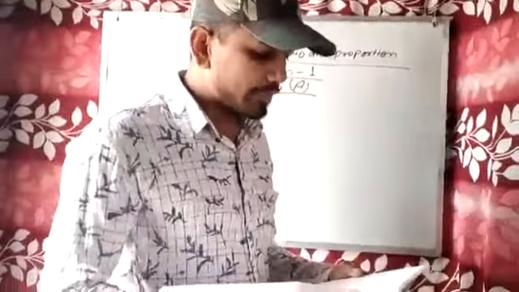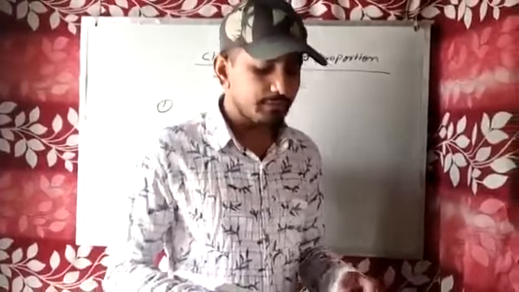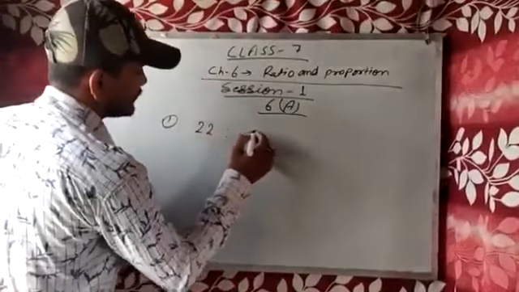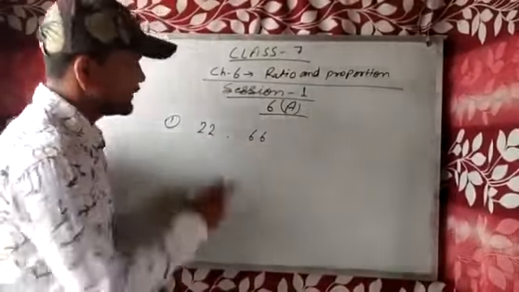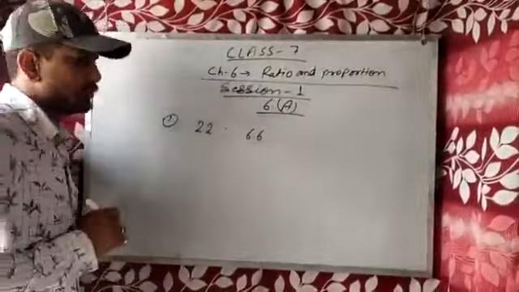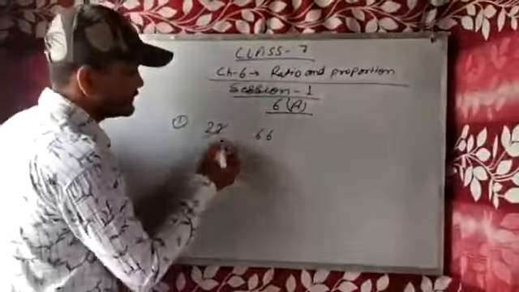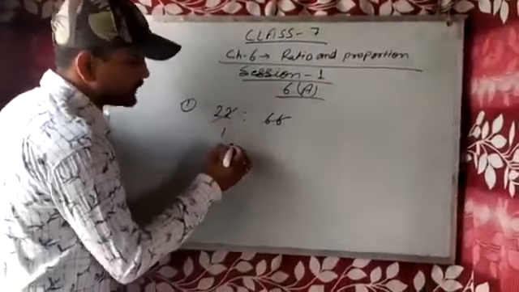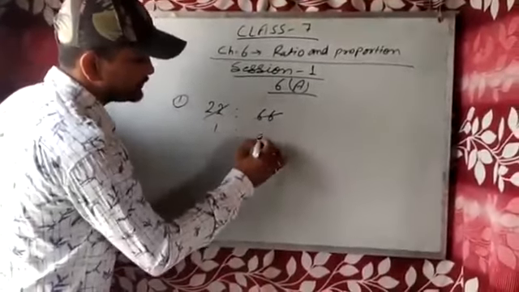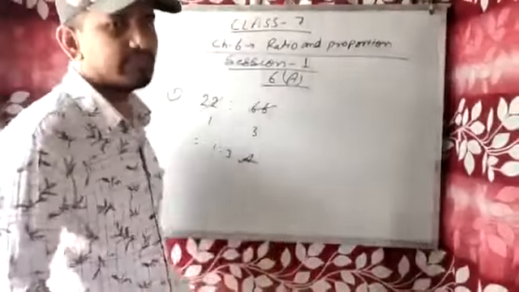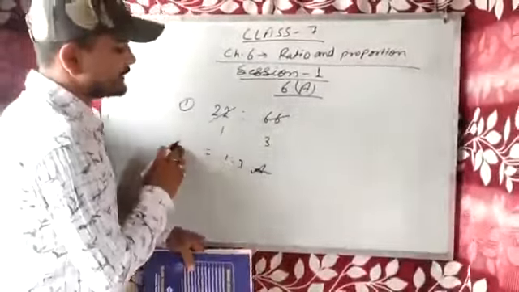Express each of given ratios in its simplest form. That means it's very easy. We have to write in simplest form. See first question, 22:66. This is a sign of ratio. Okay, that's very easy. Cut it. 2 ones are 2, and 22 threes are 66. Okay, so 1:3 is the answer. That's very easy. It's very simple to solve.